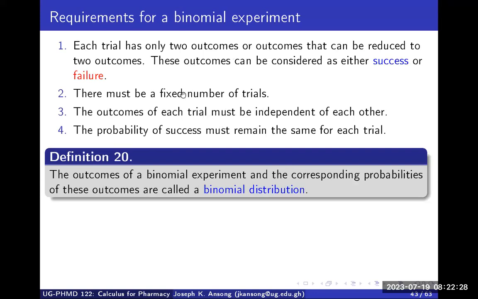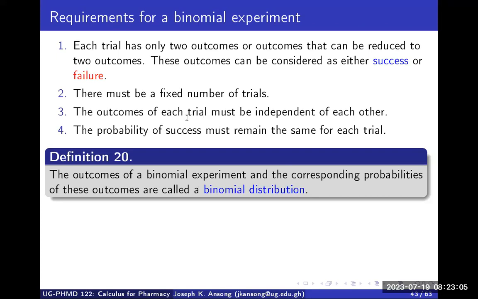Each trial has only two outcomes. So before you apply the binomial distribution, these are some things you must note. Two outcomes, or you should be able to reduce the outcomes to only two, and we would usually consider them as either success or failure. And there must be a fixed number of trials, not an infinite number. So you have 10 trials, 5 trials, or 6 trials. The number of trials must be fixed.